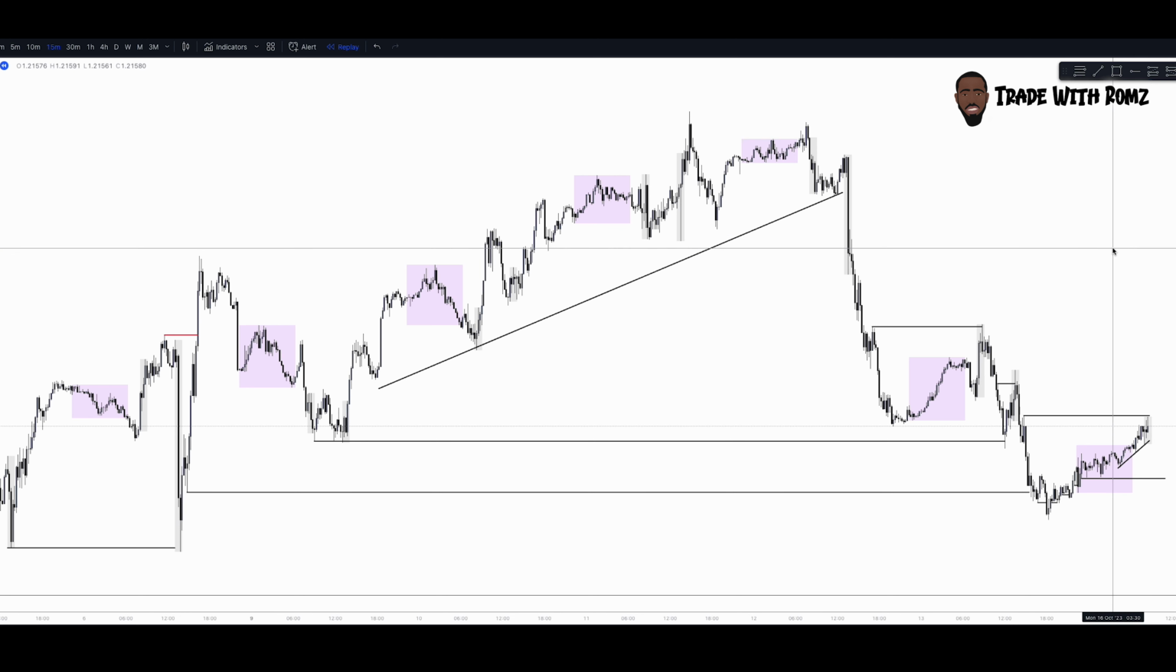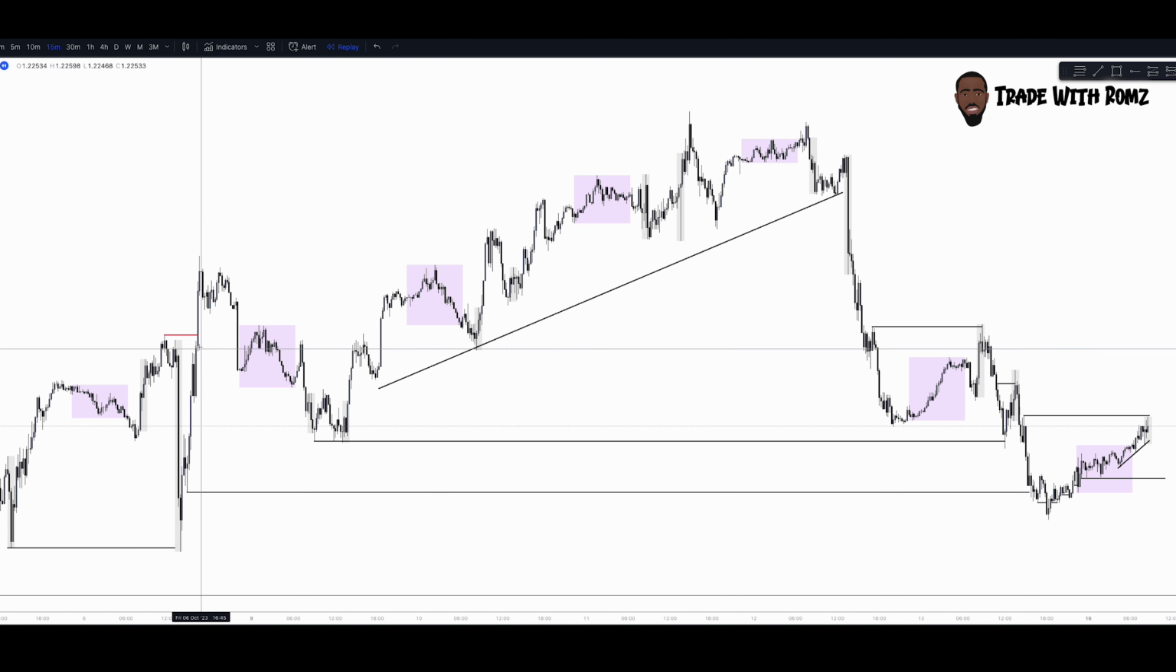If we look to the left, as you can see here, this beast of a candle, or a couple of candles here, took out this low. So it induced this low before going to make a new high, and then we kept going.